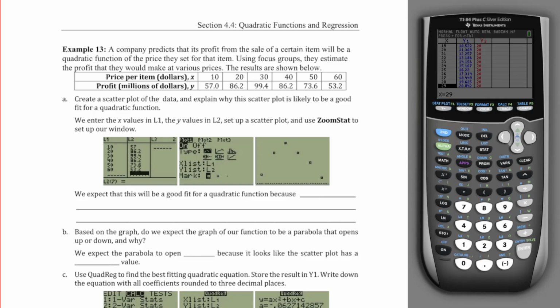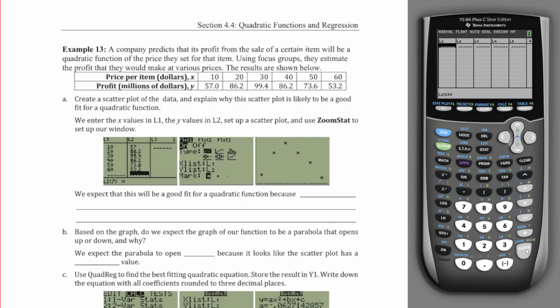So we need to convince ourselves that something quadratic is going to be appropriate here, even though we know it will because it says quadratic at the top of the lecture guide. We'll go to Stat, Edit. We'll enter our data, x in L1, y in L2.